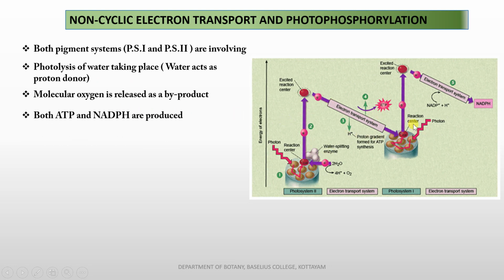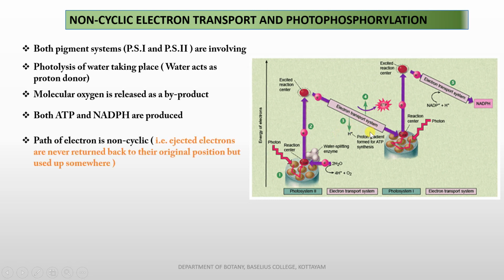And we found, along with this non-cyclic electron transport, both ATP and NADPH are produced. ATP is produced here in between PS2 and PS1, and NADPH is produced here. So both assimilatory powers, ATP and NADPH, are produced in non-cyclic electron transport. Then why the name non-cyclic, that we understood earlier. The path of electron is non-cyclic. The ejected electrons are never returning back to the original position but are used up somewhere. That is why the name non-cyclic.